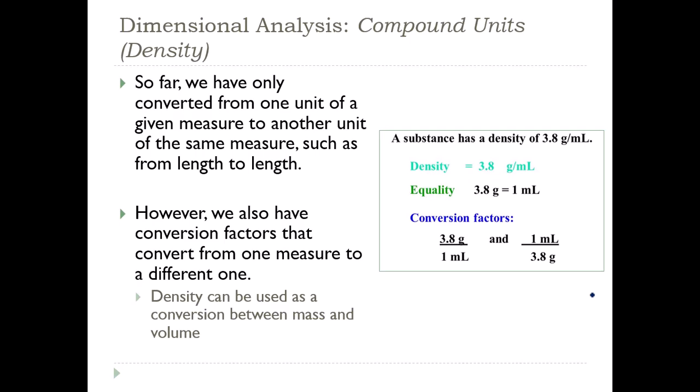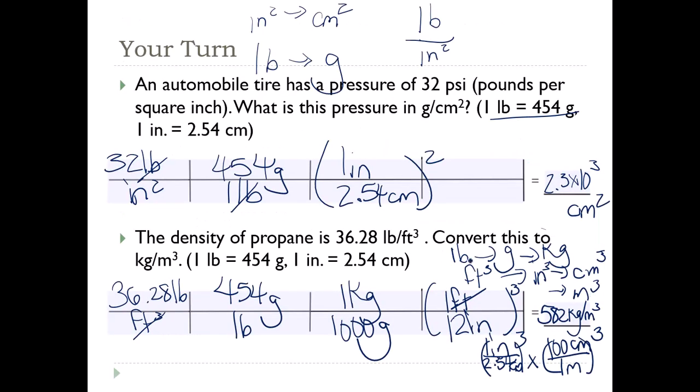So far we've only converted from one unit of a given measure to another unit of the same measure, such as from length to length, or time to time. However, we also have conversion factors that can convert from one measure to a different one. Even though we changed the distance, the mass, and the volume here, we went from one mass unit to another one, and also from one volume unit to a different volume unit.